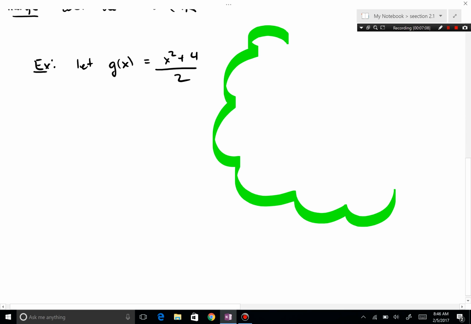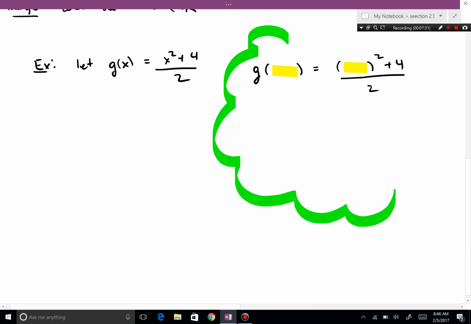So let's talk about this, and this is how I want you to think about it. Do you see this x? Core it out. Think of it as a dummy variable, because remember, it could stand for anything. So it should be g of a bubble equals the bubble squared plus 4 all over 2. Now what does that mean? If they're asking me for something, I could just think of it as filling it into the bubble and then evaluating this, and the thing that pops out is good to go.